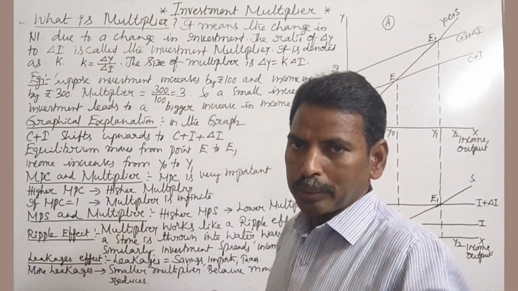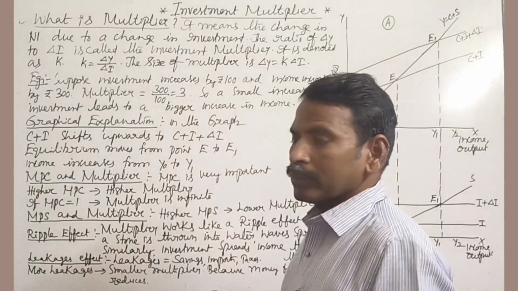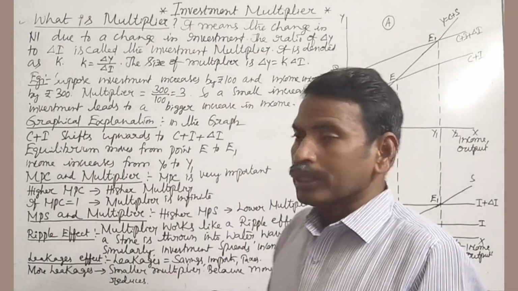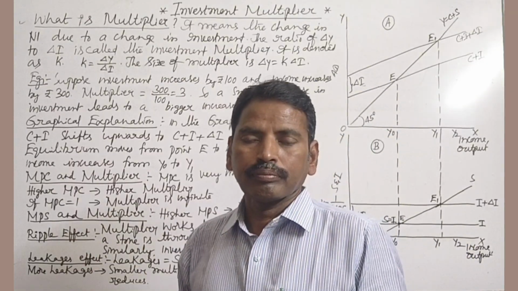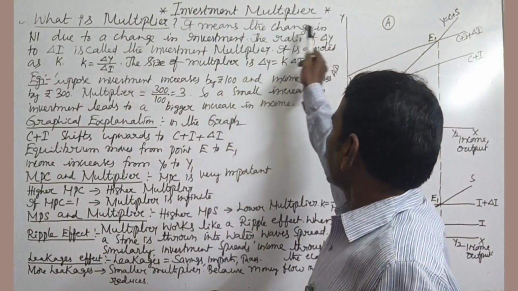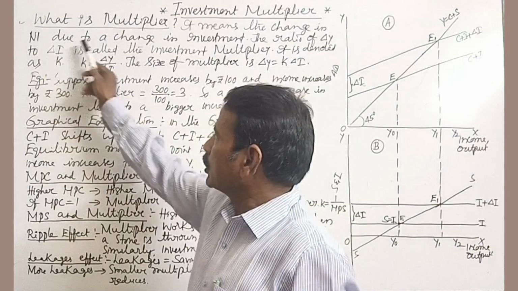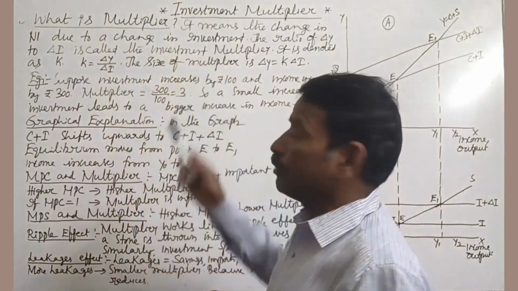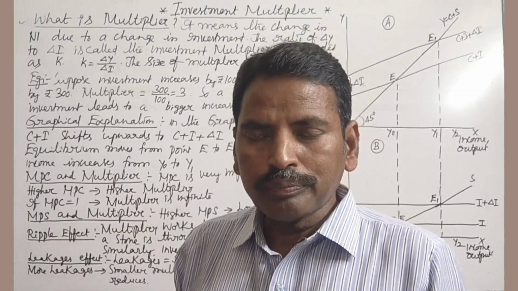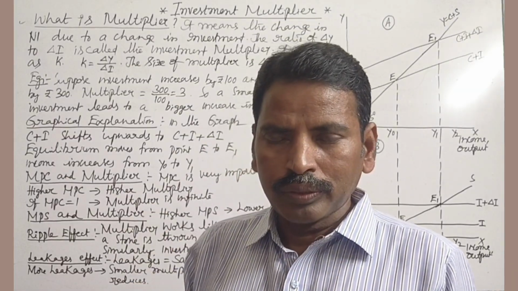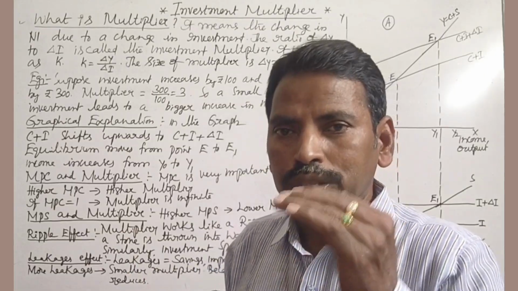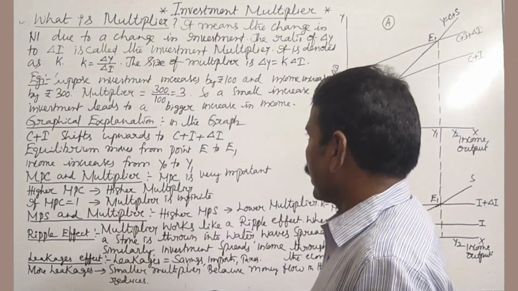What is multiplier? It means the change in national income due to a change in investment. This is called multiplier. It means when investment changes, how many times income changes. That is called investment multiplier.